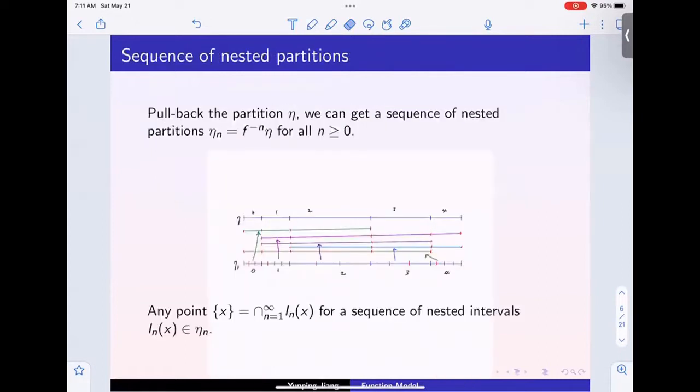So then what is good about this Markov map? If you have a Markov property, then you can also pull back the partition to get a sequence of nested partitions, which is called eta_n.